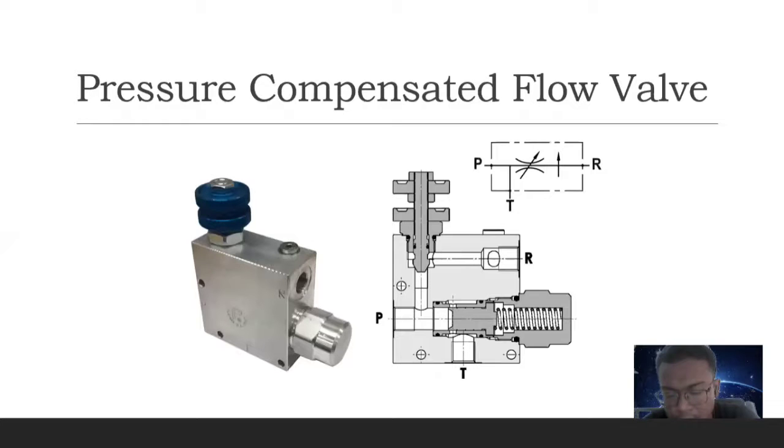Pressure compensated flow control valve. This control valve provides a uniform volume flow rate independent of the pressure drop across the valve. On the other hand, the non-pressure compensated valves have a variable flow rate that changes as the pressure in the valve fluctuates.